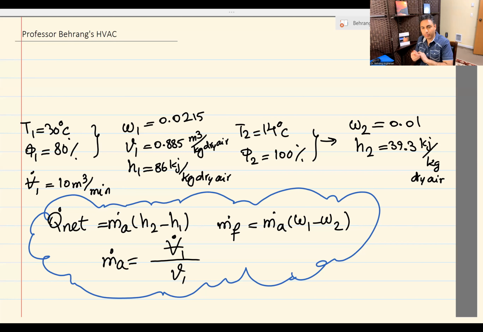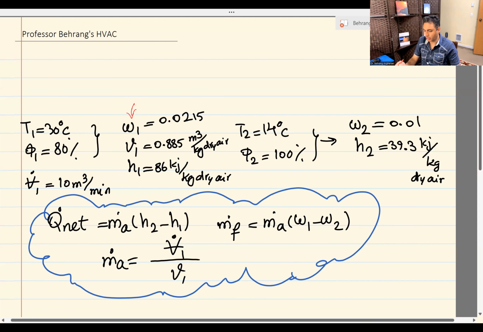Okay, so you can pause this part of the video and double check these numbers, because I got the values from the psychrometric chart. Omega 1 is 0.0215-ish, it doesn't have a unit. V1, which I need for this particular equation, is 0.885 meters cubed per kilogram of dry air. H1 is about 86 kilojoules per kilogram of dry air, omega 2 is about 0.01, and H2 is about 39.3 kilojoules per kilogram of dry air.